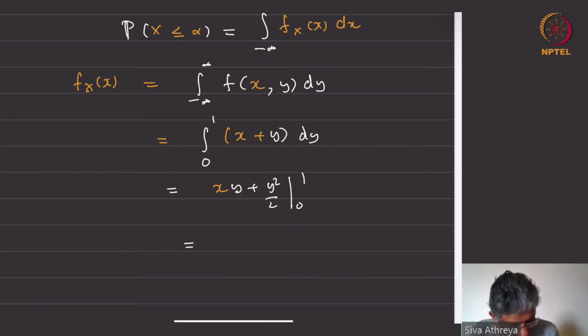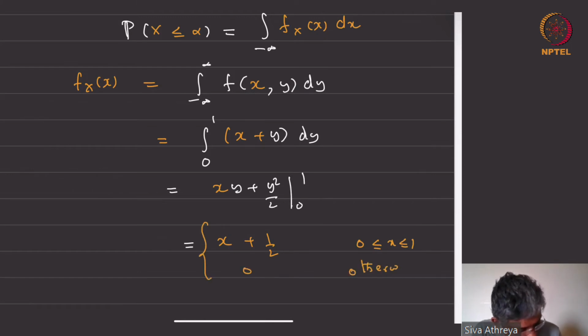And that's going to be equal to what now? It's going to be equal to x, in orange again, plus this guy is just 1/2. So the marginal density of x is x plus 1/2, and this is only when x is between 0 and 1. And it's 0 otherwise. That's the marginal density of x.